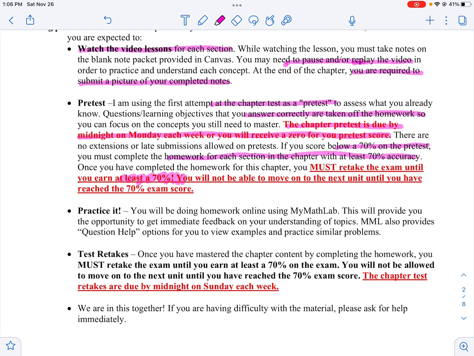If you would like to improve your grade, you need to make sure that you have a 70% for each homework section, and then you'll be allowed to retake the exam. Again, you can retake the exam as many times as you want to, but you need to make sure that you hit at least a 70% before you're allowed to move on to the next unit.